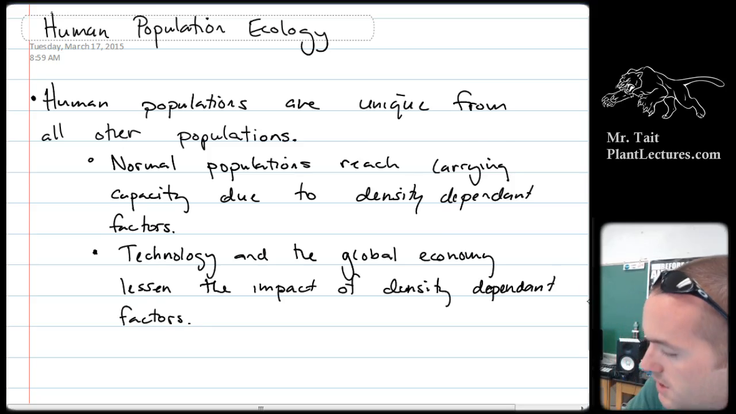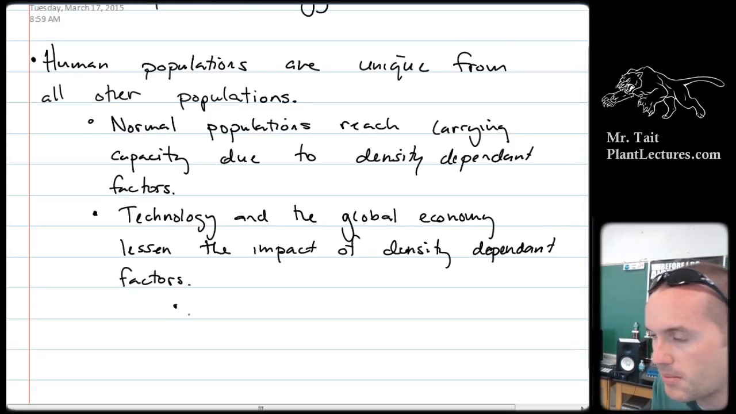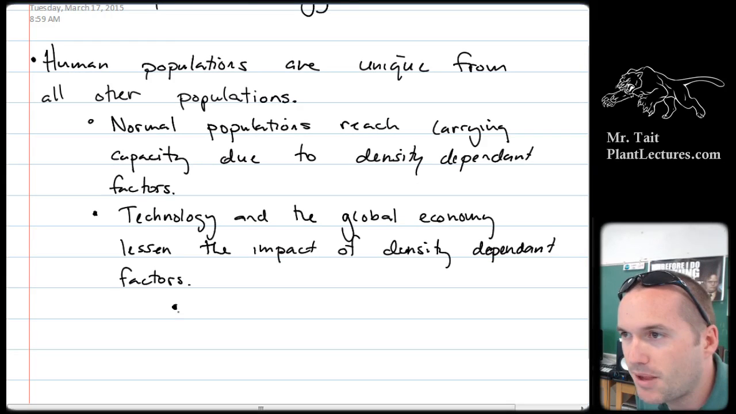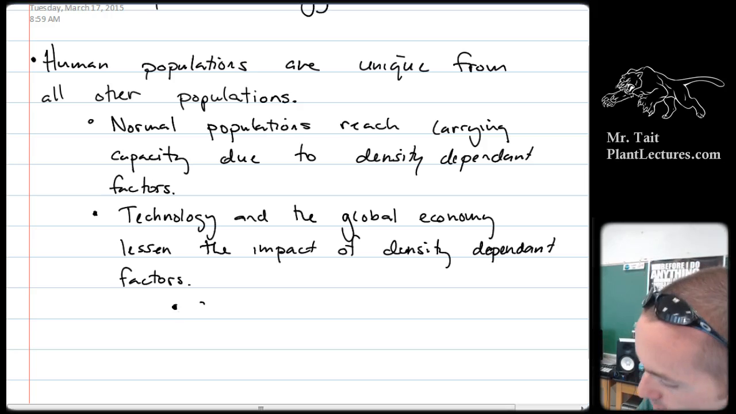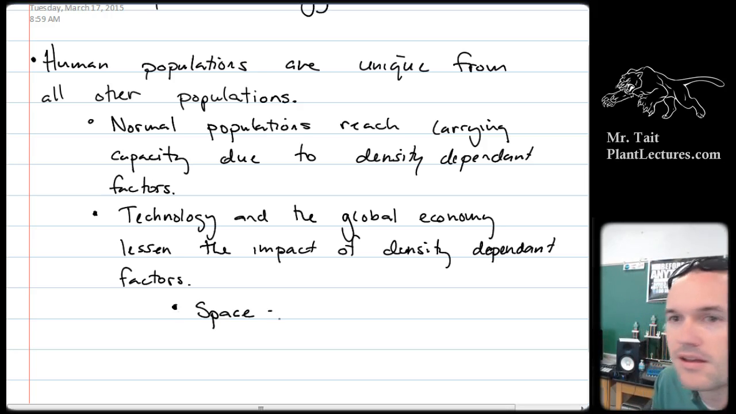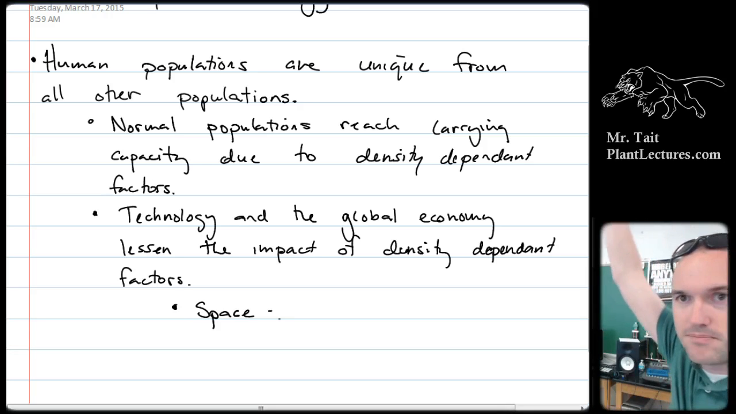So let's go through the density-dependent factors and talk about how they do not apply to humans. So give me a density-dependent factor. Any density-dependent factor. Space. Why does space not apply? We can build apartments so we can build even more space up high. We go up, not out, right?